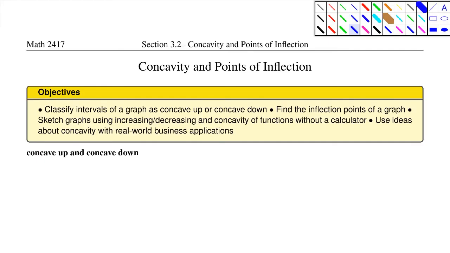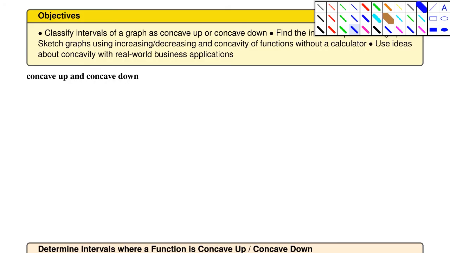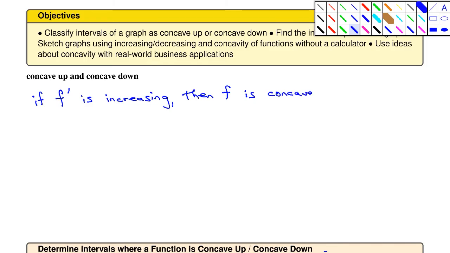In section 3.2, we look at concavity and points of inflection. And so let's start with our definition of concave up and concave down. And this basically comes from the first derivative. And it says, if the first derivative of a function f is increasing, then we say that f is concave up.